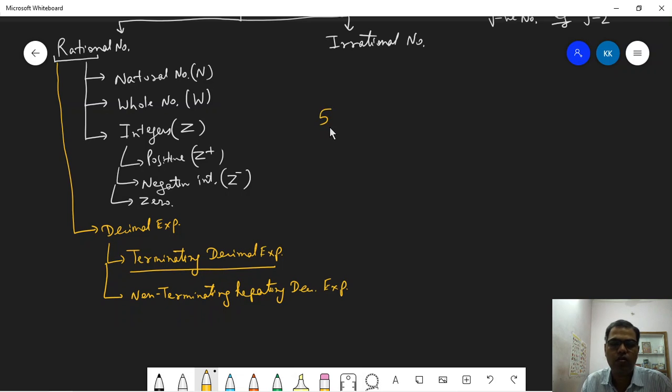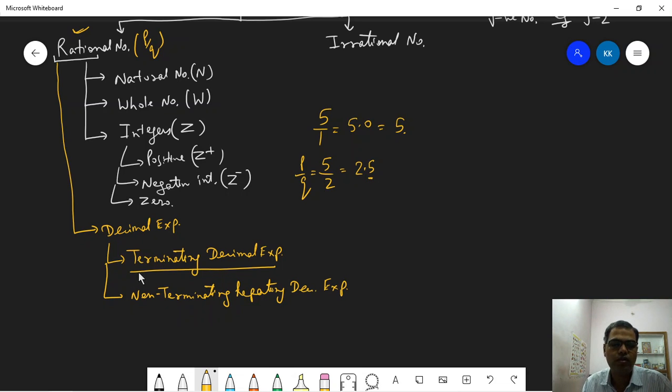If we write 5, what is 5? 5 is actually 5 upon 1. So if we write in the form of P upon Q, we can see that it is a rational number. And if we write in the decimal form it becomes 5.0, or just 5. After the decimal point there are no numbers, so it terminates. Similarly, 5 by 2 is again in the form of P upon Q, where P and Q are integers and the denominator is not equal to 0, so it is a rational number. In decimal form it becomes 2.5. Here after the decimal there is only one digit, it is not repeating, and there are no digits further, it stops here.